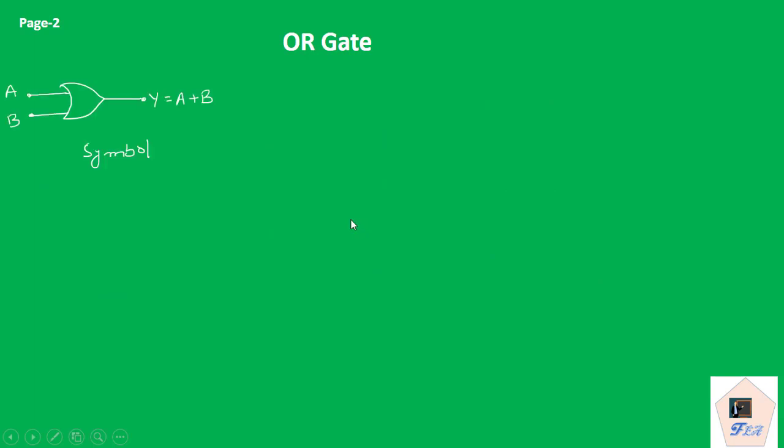So OR gate, this is the symbol of OR gate. Minimum 2 inputs we have in OR gate, and we can have multiple inputs, but we can have only one output. And here this is read as Y is equal to A or B. So this is Boolean addition, and we are naming it as OR operation.